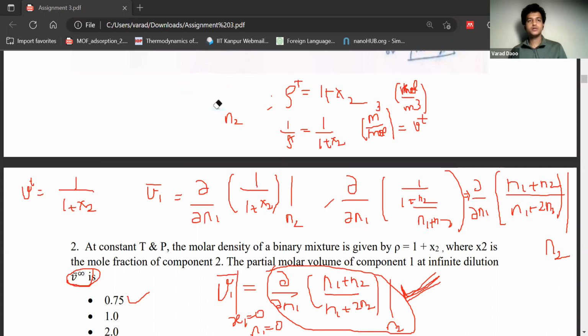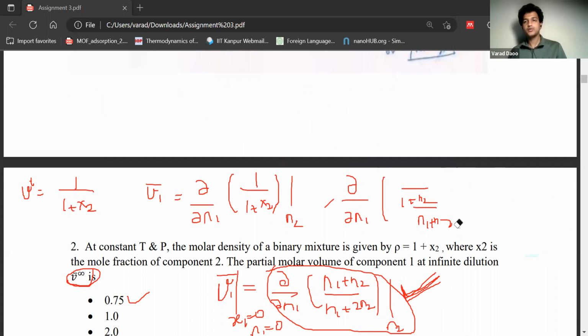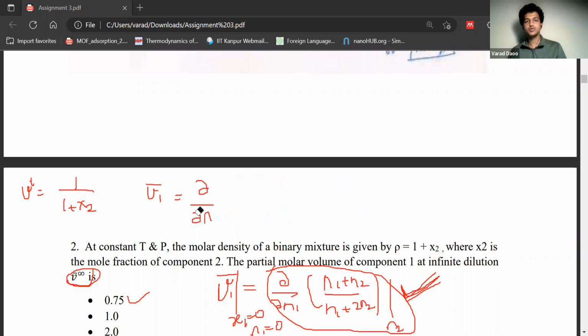so I hope this question is clear to everyone, right? It is just the definition which we are using. It is very important in this course that you remember the definitions. You don't have to remember the formulas. You don't have to mug up the formulas. Only if you are able to remember the basic definitions and their physical significance will you be able to solve most of the questions.